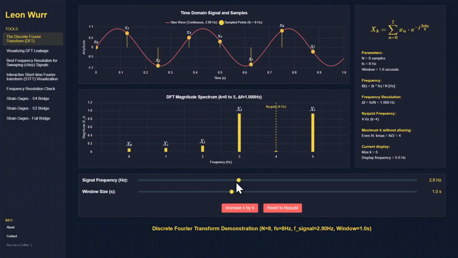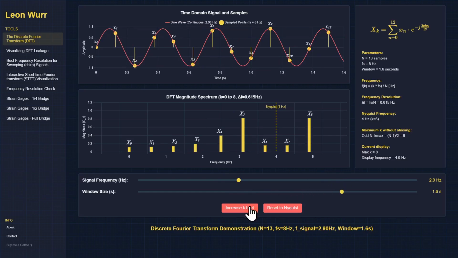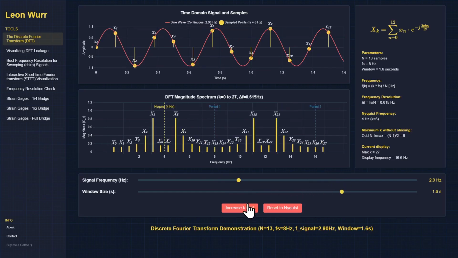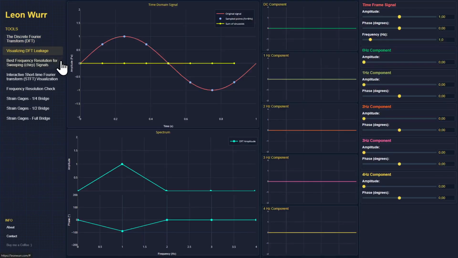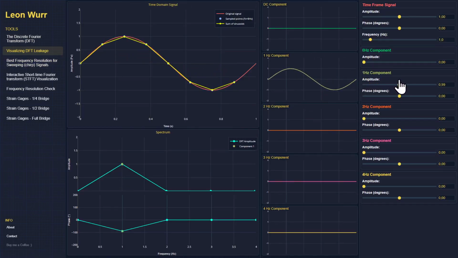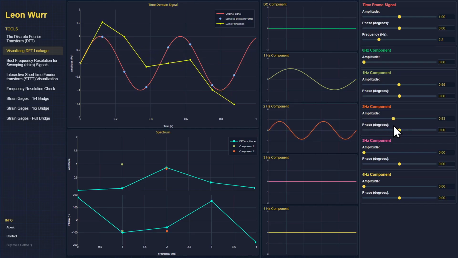In this video series, I will present a few tools I created to help engineers understand the concepts behind digital signal processing, DSP. Starting from the basics of a discrete Fourier transform, discussing concepts such as aliasing and leakage. The whole reason why I created these tools is because I find teaching these concepts with slides and videos in a quick and intuitive way is very, very hard.